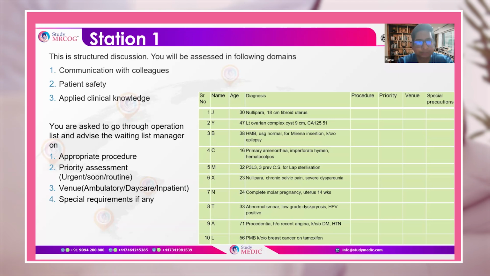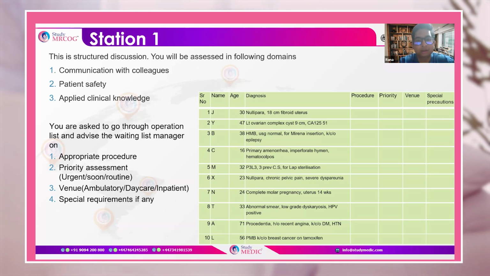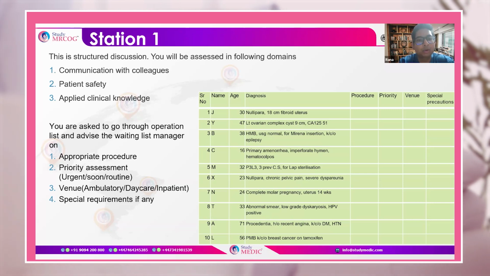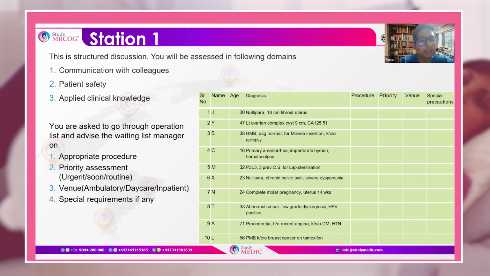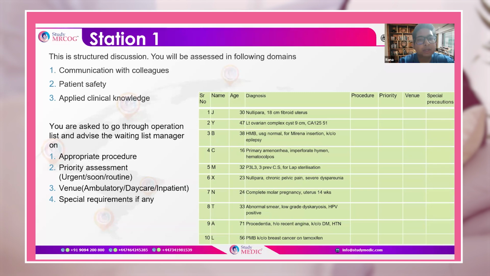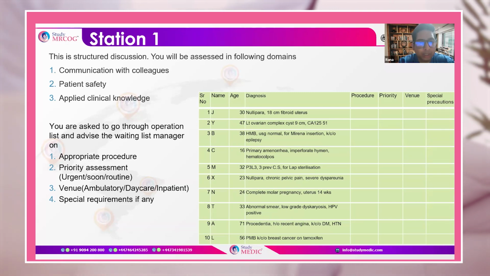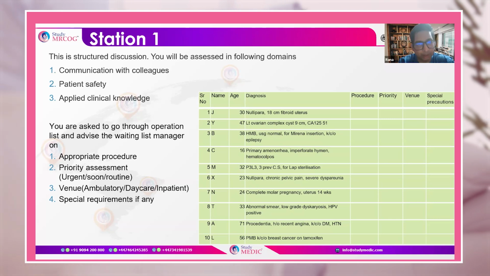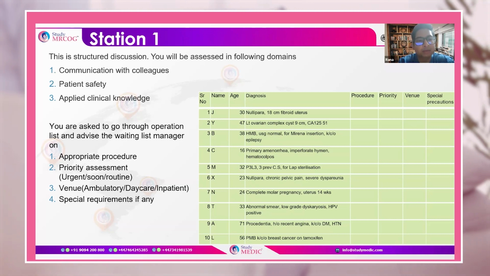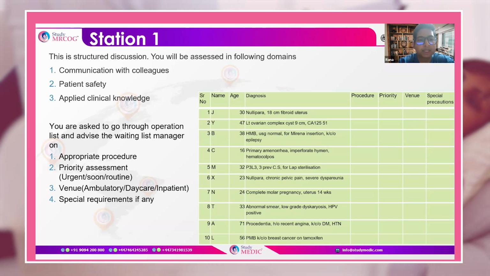It's very crucial. So in this station you will be provided a scenario or list of patients where you need to demonstrate your competencies and communication skills, also your applied clinical knowledge and patient safety. Here you need to demonstrate, very importantly, your leadership skills as well. Leadership in the sense that you need to do a triaging method here. It's very important.